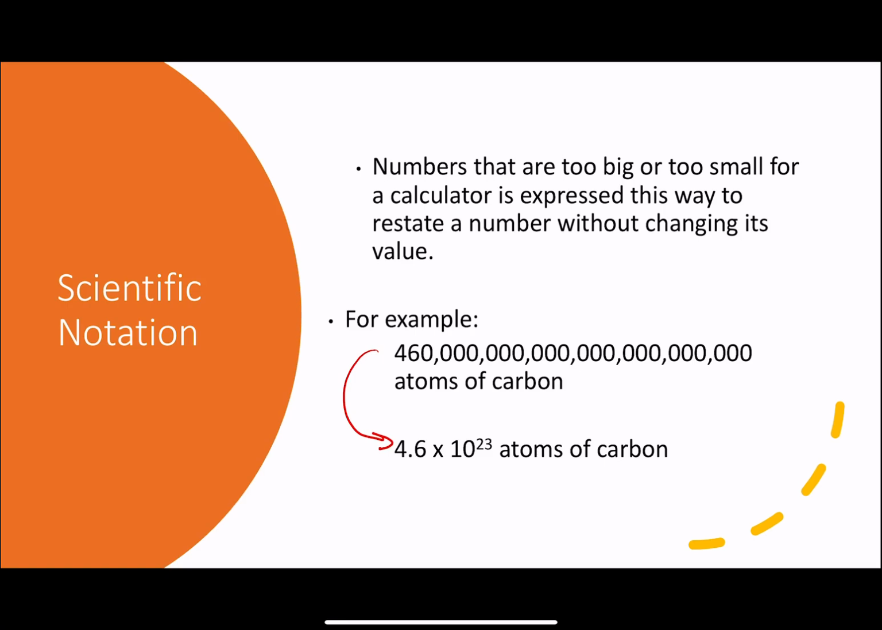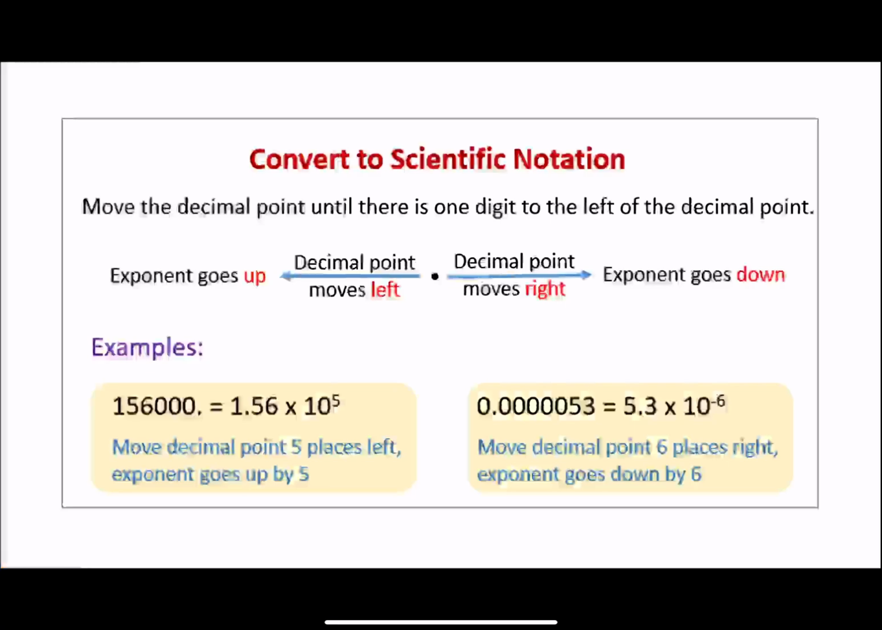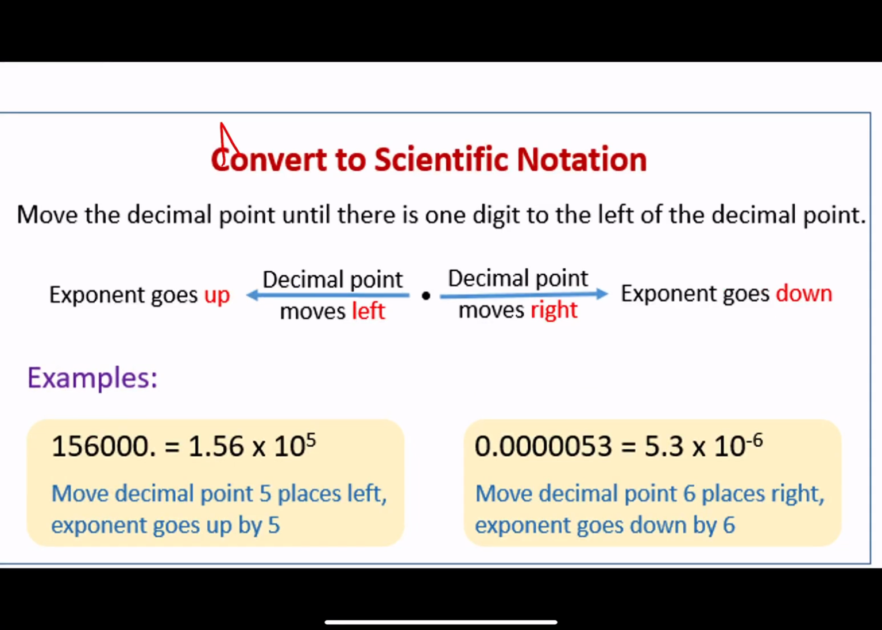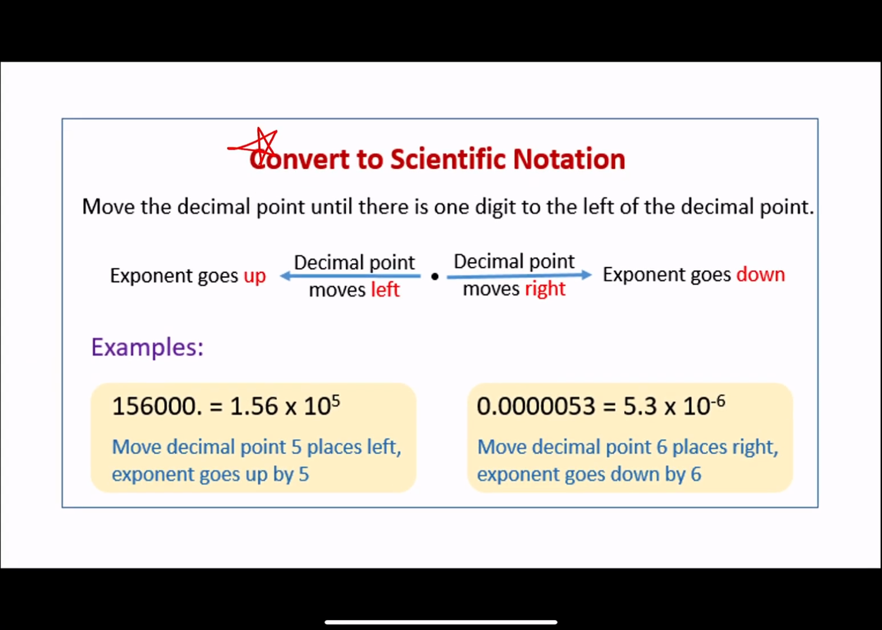You would read that as 4.6 times 10 to the 23rd power. So how do we convert something into scientific notation? This would be the slide to really focus on if you want the steps. You're moving a decimal point until there is one digit to the left of that decimal point. If your exponent is going up, then your decimal point moves to the left. If your exponent goes down, that means your decimal point moves to the right, or vice versa.